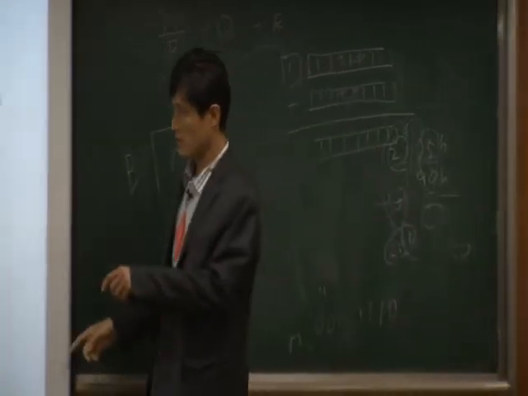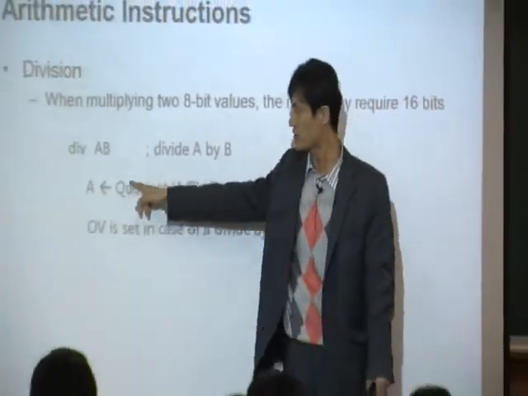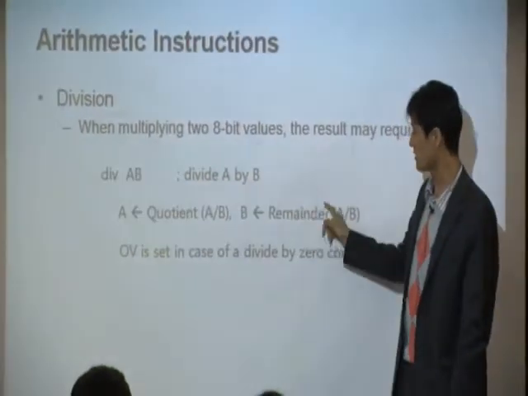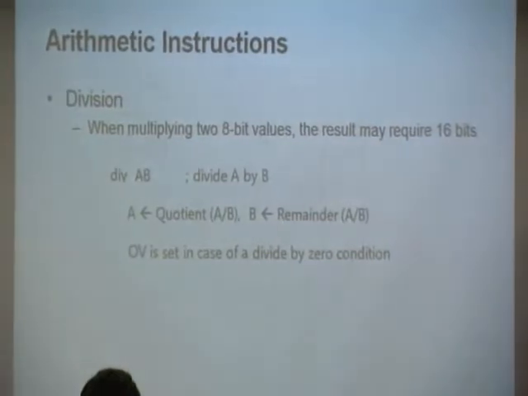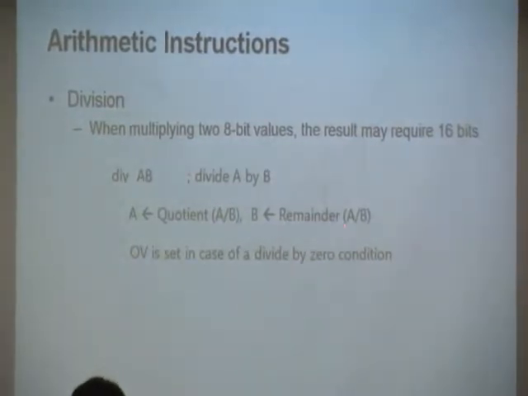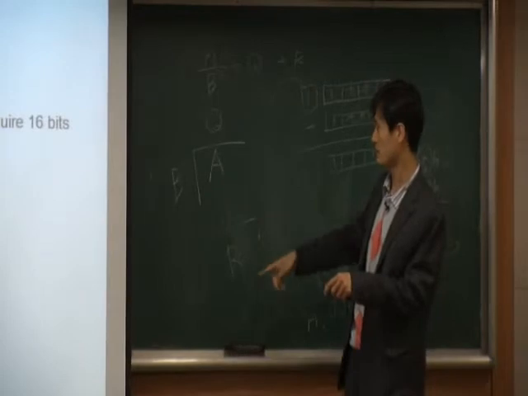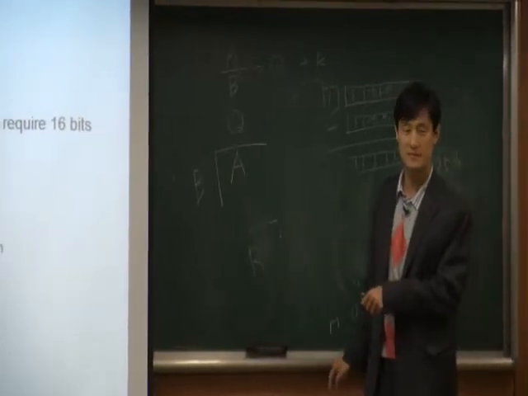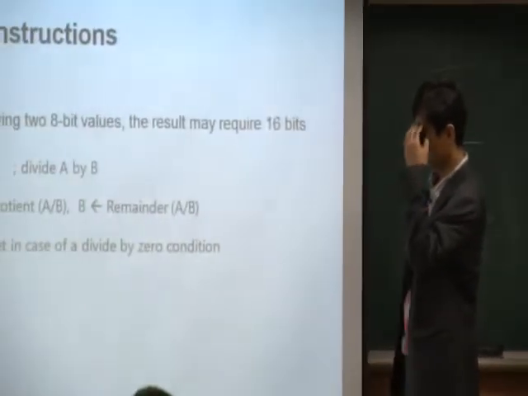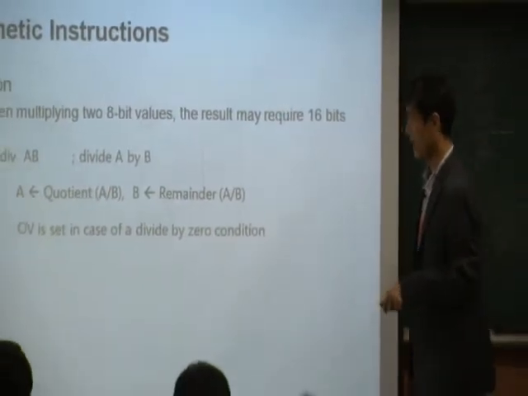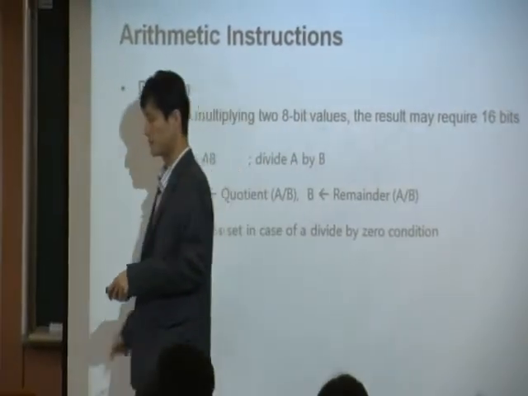The quotient goes to A and the remainder value goes to B. So in division also, both A and B registers have a new value. Okay? A register now has the quotient, B register now has the remainder. That's the output when you do A divided by B.